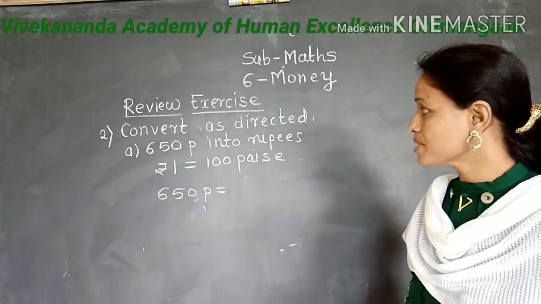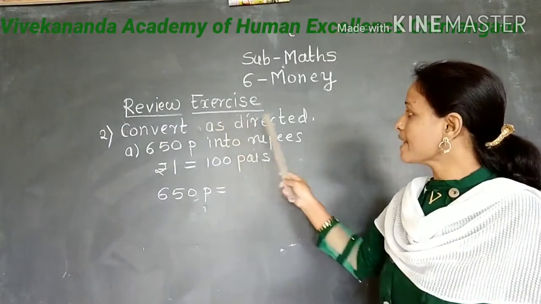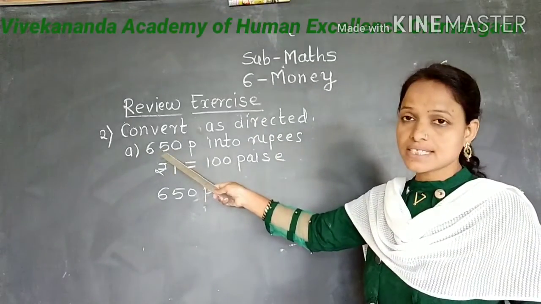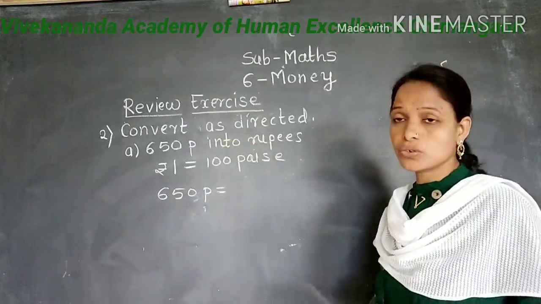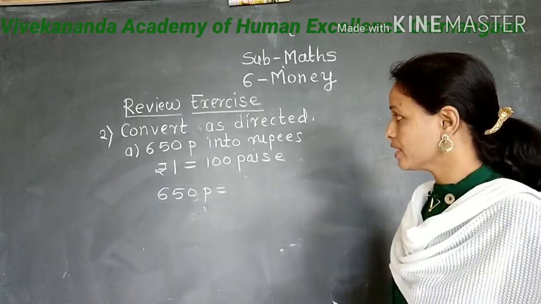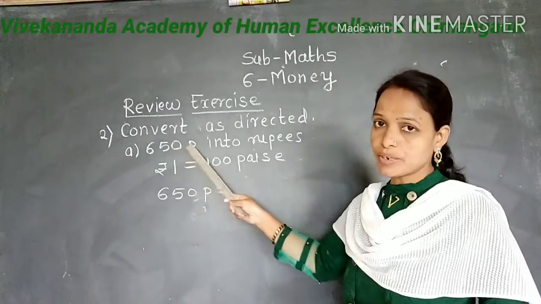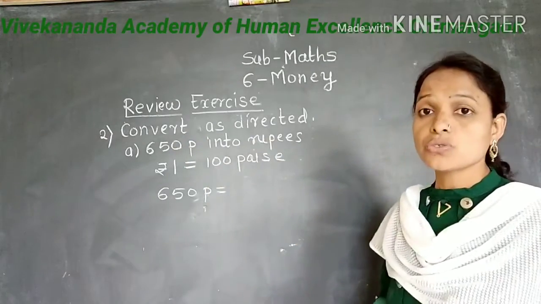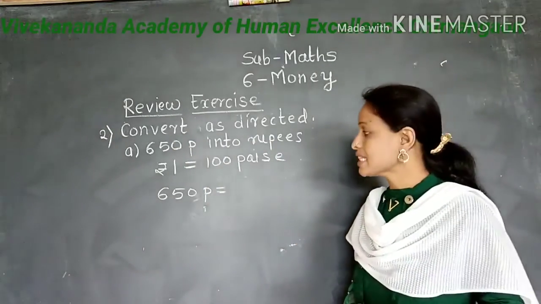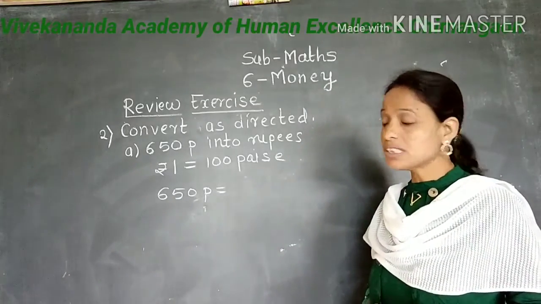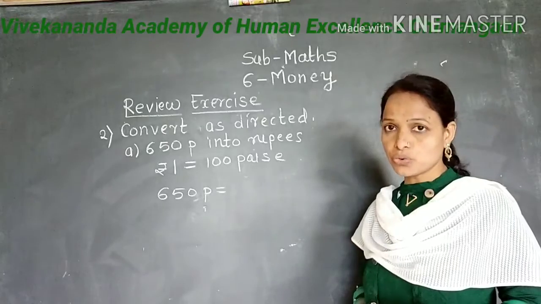Okay. Now question number 2. Convert as directed. Here we have to convert 650 paise into rupees. Okay, question again. Convert as directed. We have to convert 650 paise into rupees. So you know that 1 rupee is equal to 100 paise. Okay, and you have learned the conversion of paise into rupees.